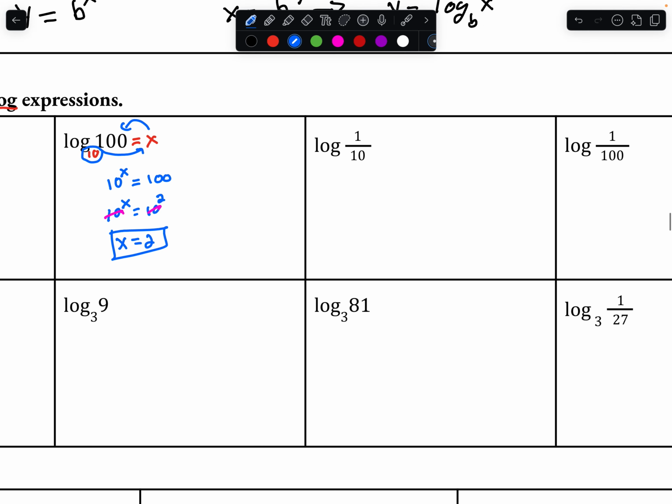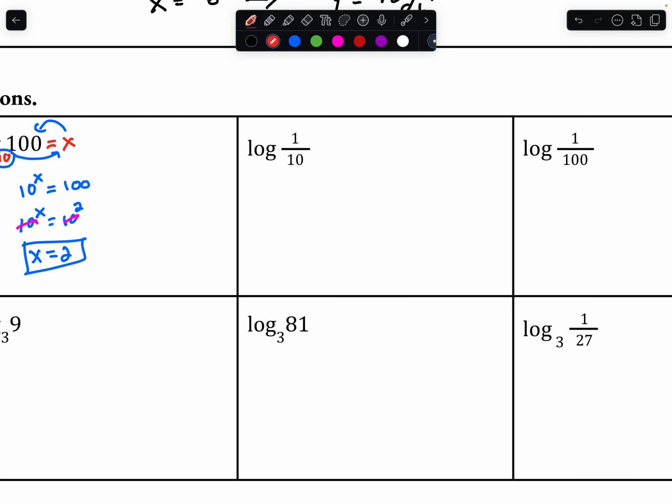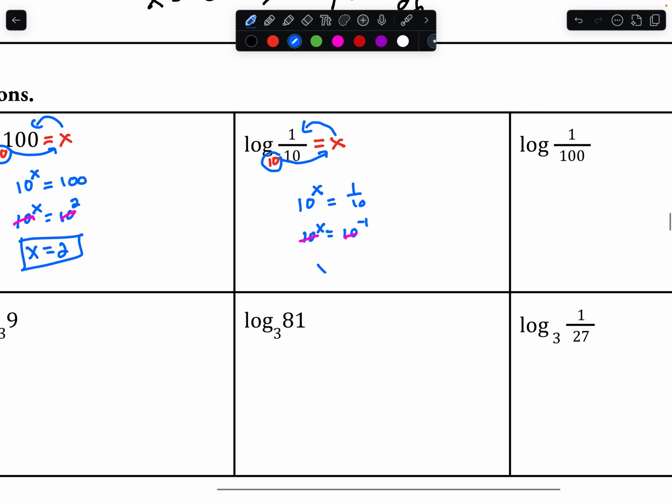Okay, moving on to the next example. Do we know what this is? No, it's a common log. So 10, it's equal to x, all right? So 10 raised to the what power is 1/10? So let's do it. We can simplify this: 10 to the negative first power. Okay, so we have a common base. So now we know our x value is equal to -1. So we could say log base 10 of 1/10 is -1.